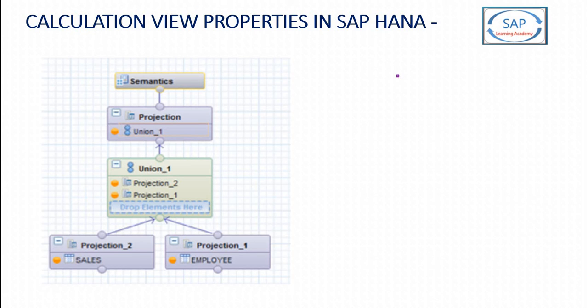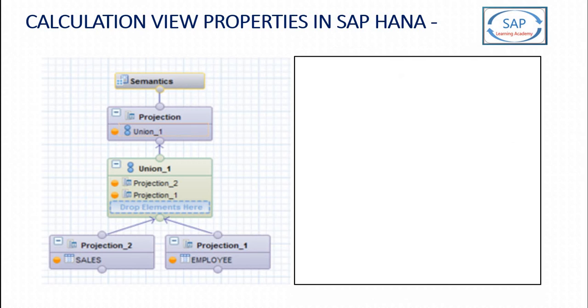In this tutorial, I will be telling you about the calculation view properties in SAP HANA. There are multiple features and options available in calculation view. Those I will be explaining in this tutorial one by one. And here on the screen, you can see that it is a simple projection calculation view, though I will be explaining you all about the other nodes as well.